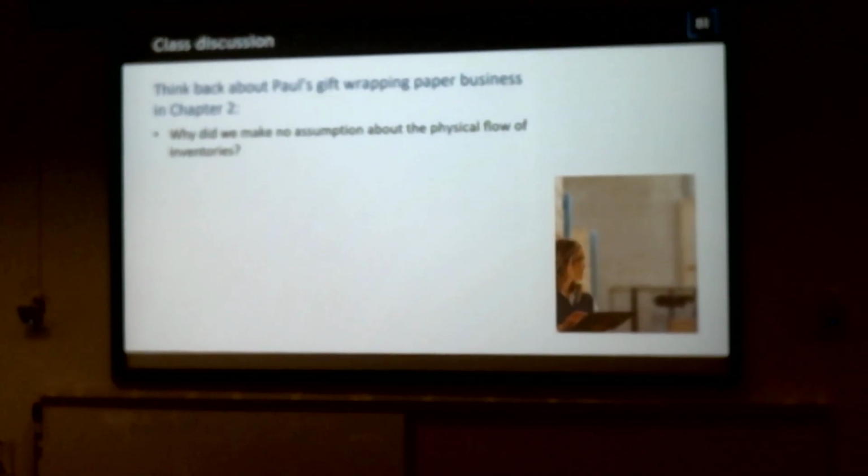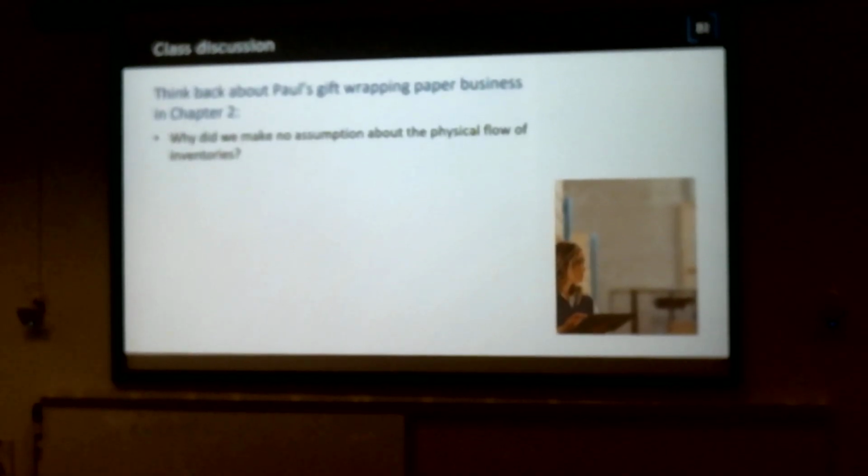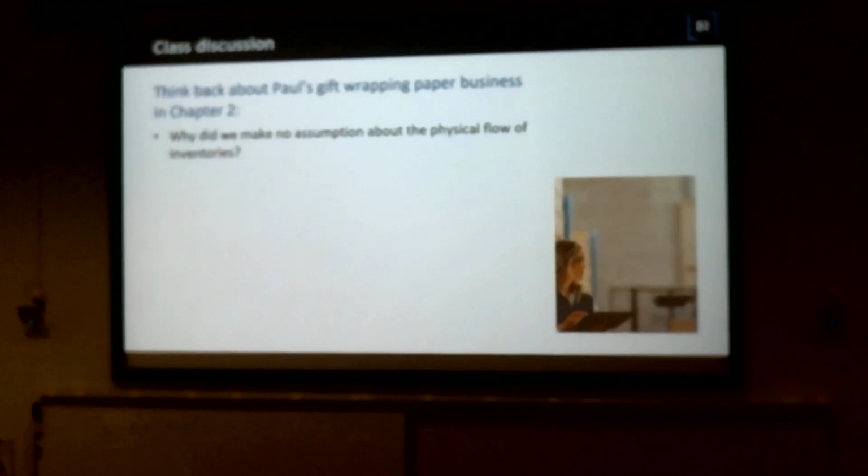If you think back to our first example, I think Paul was the name, right? With this gift paper wrapping business. We did not make any assumptions about the physical flow of inventory. So this guy bought paper, right? And then sold everything, and then he bought the next bunch of paper. However, if you think about real businesses, this might be a little weird if a firm buys inventory, then sells everything, and only then places the next order to replace this inventory with a new one.